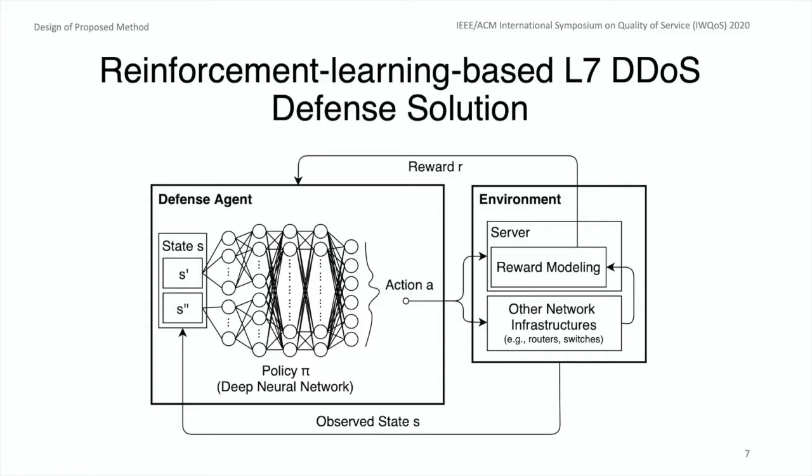Here is the operational model of the proposed method. Reinforcement learning is an area of machine learning which focuses on how the agent should take actions in an environment to maximize the cumulative rewards. The environment is typically stated in the form of a Markov decision process. So the defense agent will observe the state of the environment, then generate an action to the victim server. And the environment will take the action and give a reward and the next state to the agent.